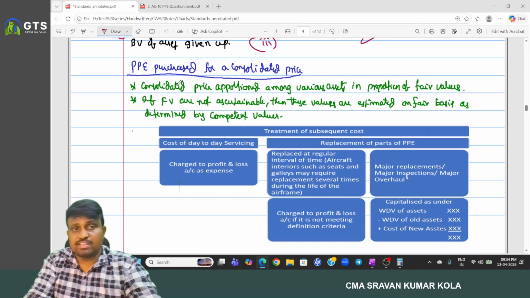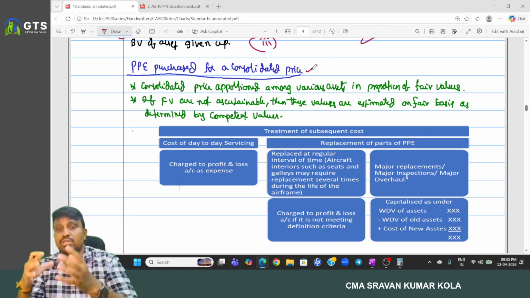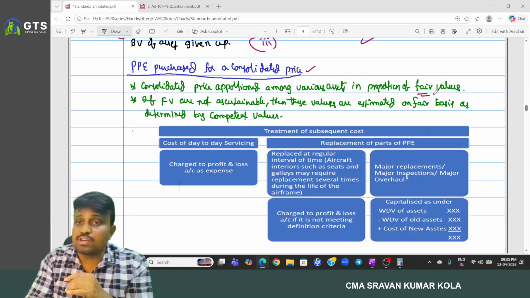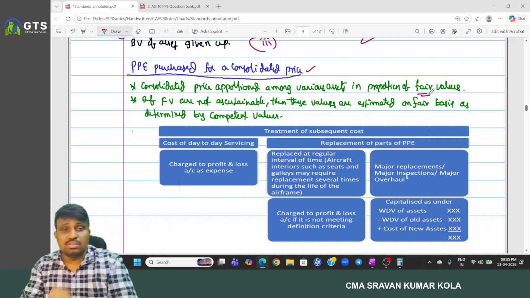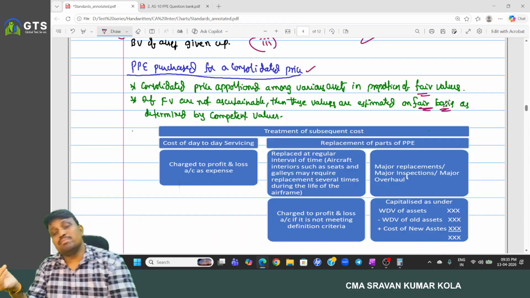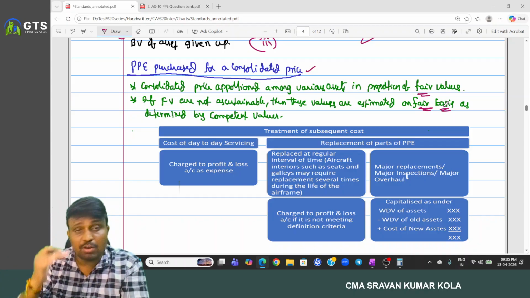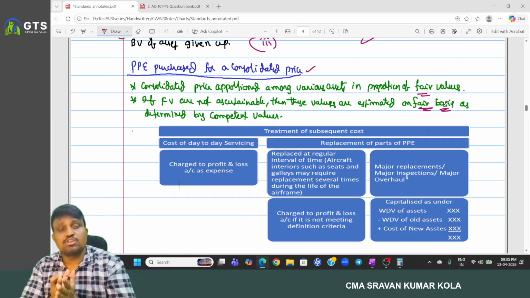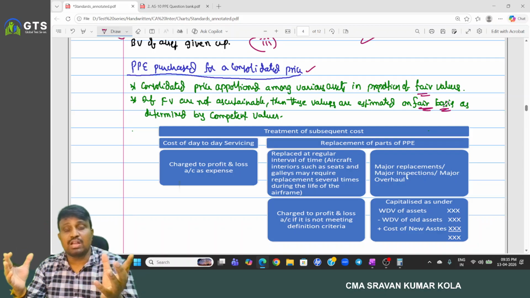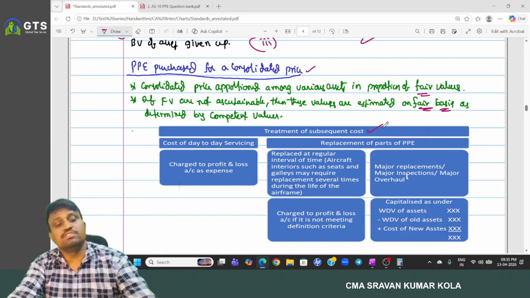And some more points we have. For example, if PPE is purchased for a consolidated price and a group of three or four assets are acquired together as a single package, in that case, the price is apportioned among the various assets in proportion to their fair value. If the fair value of each asset is not available or not ascertainable, then the value should be apportioned on a fair basis. Fair basis means we take the certification from the expert or valuer, and based on that, we have to apportion it. Okay.